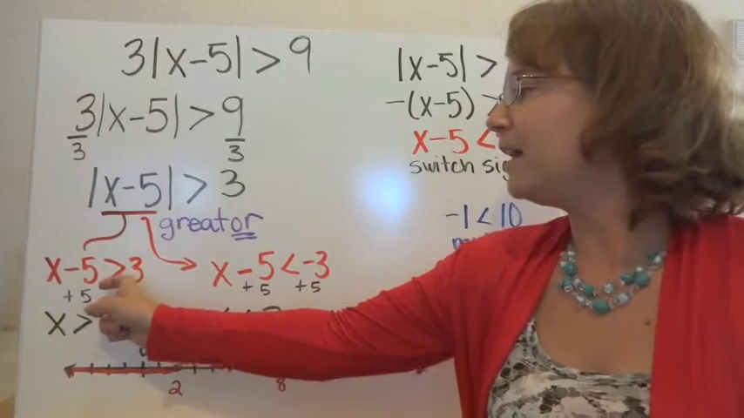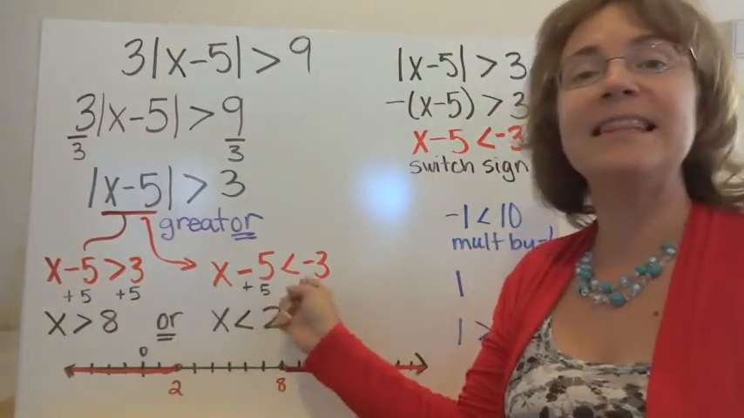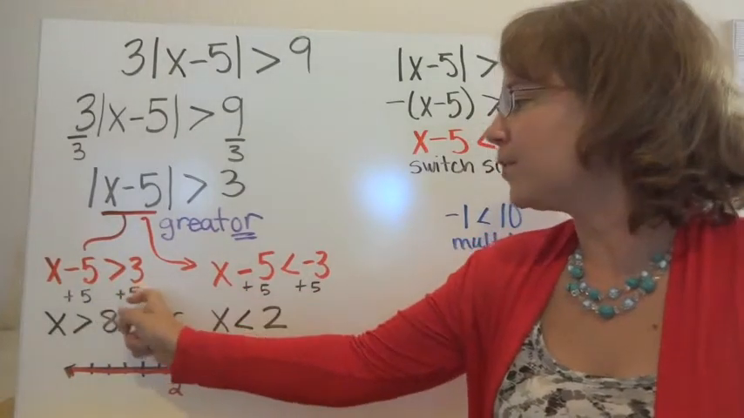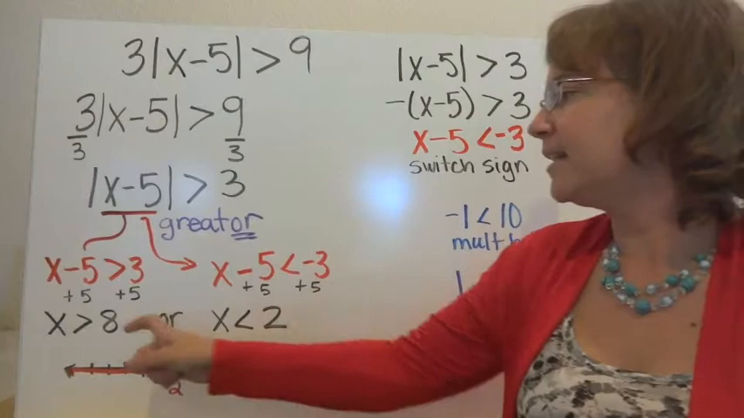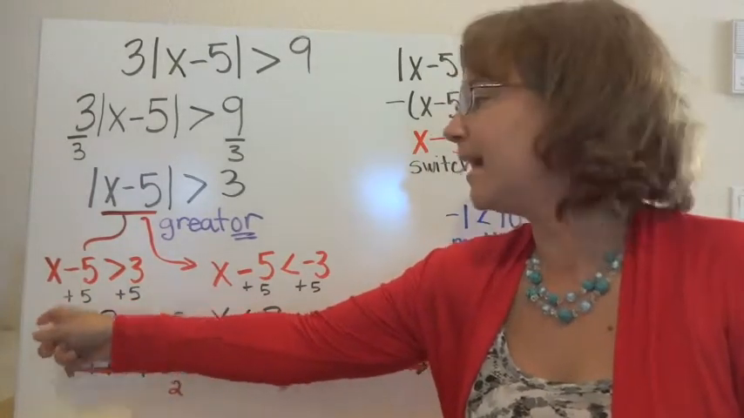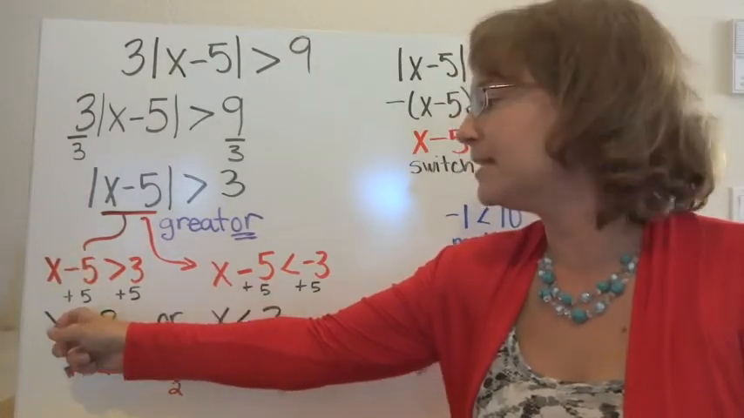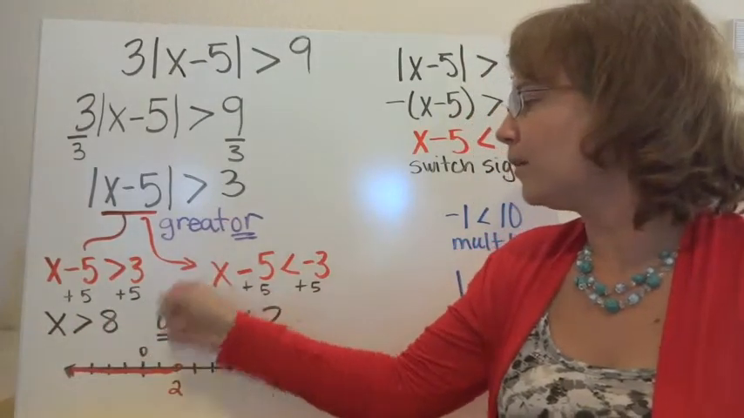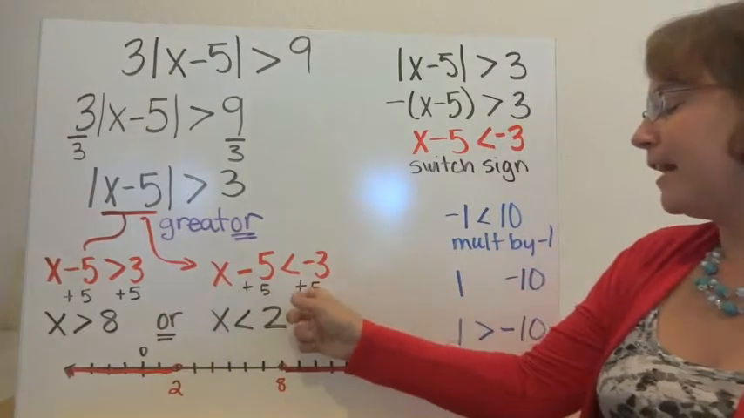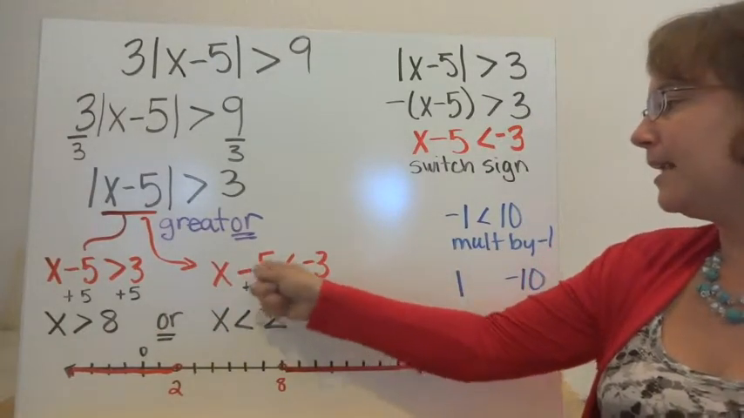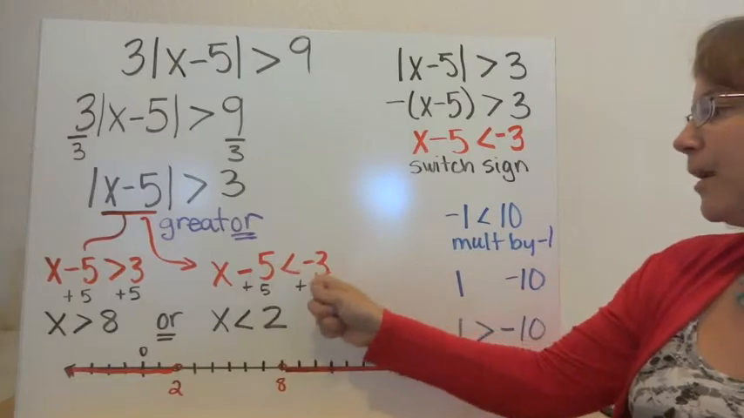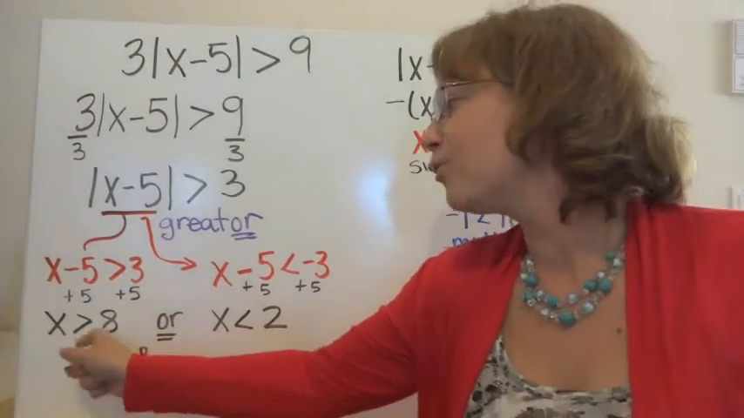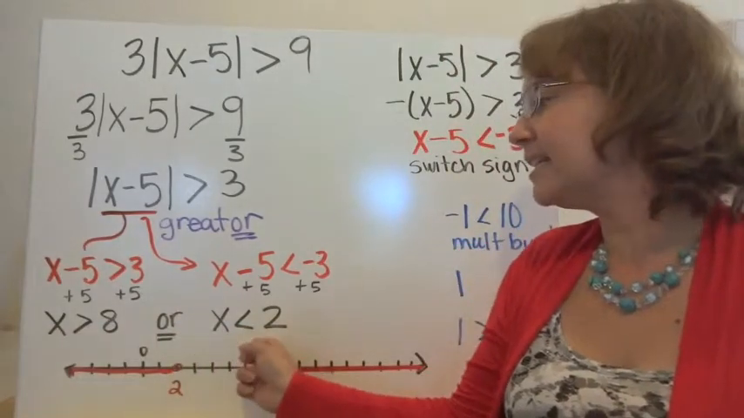Okay, so now we have those two possibilities. We have x plus 5 greater than 3 and x minus 5 less than -3. We can solve both of those, so add a 5 to both sides on each of them. On this side, the -5 and the positive 5 make it 0, and x is greater than 5 plus 3, which is 8. Or, add a 5 on both sides, and -5 plus a 5 gives me a 0, and -3 plus a 5 gives me a 2. So we have x is greater than 8, or x is less than 2.